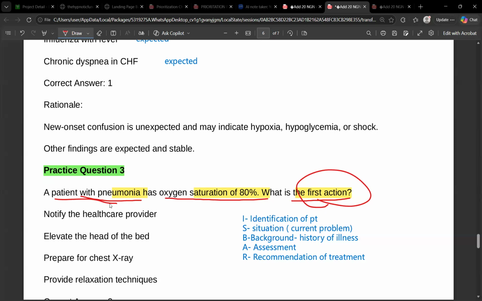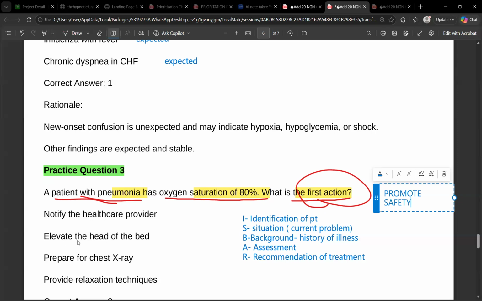Because if the client is having saturation 80%, we should not delay the treatment. That means here the client is experiencing severe hypoxia, so we need to act. Of course, we need to notify the provider, but here our first action is to promote safety. Patient safety is our priority concern. Promote safety. That means we need to manage something.